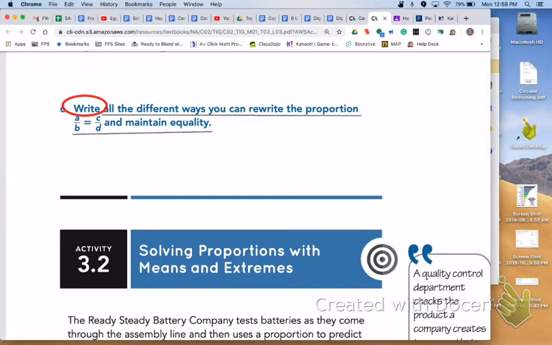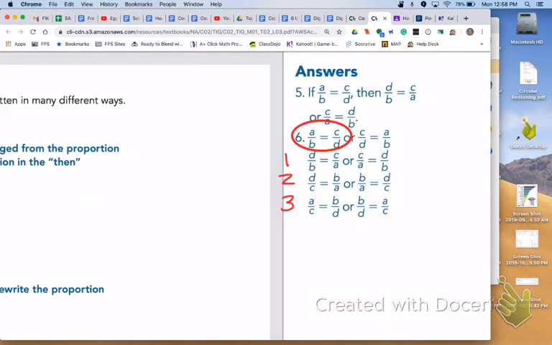Please turn to page 73 and answer number 6 with your group. For number 6, if my original proportion is A over B is equal to C over D, there are 3 different ways that I could rewrite that proportion to maintain equality. One way is D over B is equal to C over A. Another way is D over C is equal to B over A. And a third way, A over C is equal to B over D.